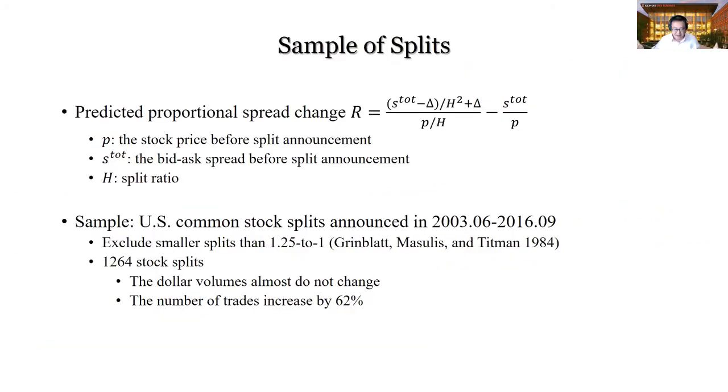The final test is splits. For splits, remember, we have a predicted spread change by the modified square rule. This is the original spread, and this is the spread we predict after the split. We use US common stocks announcing from 2003 to 2016, about 1,200 stock splits. Interestingly, dollar volume does not change after splits, but the number of trades increases. That means after stock splits, there is a more frequent arrival of trades.